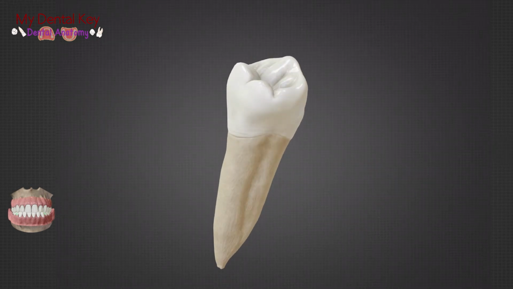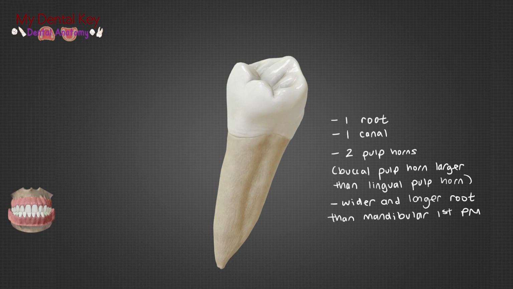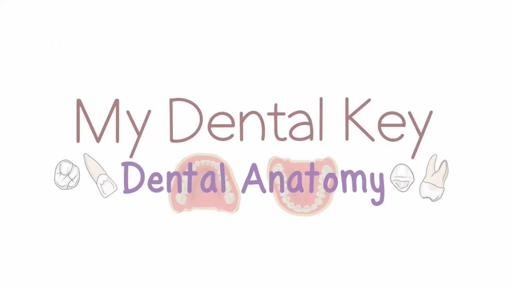Now let's take a look at the root and the pulp. The mandibular second premolar usually has only one root, one canal, and two pulp horns, with the buccal pulp horn being bigger. Notably, this tooth has a wider and longer root than the mandibular first premolar. So that was our review of the mandibular second premolar.